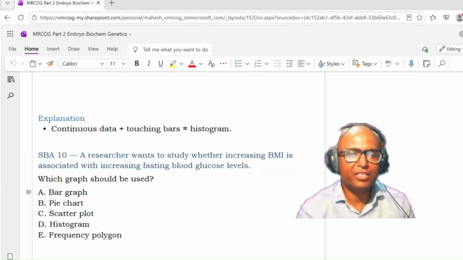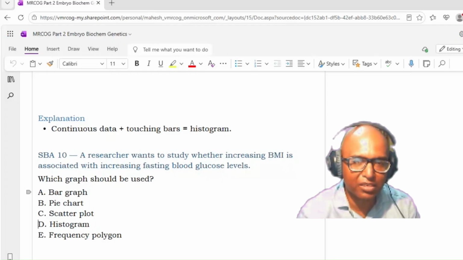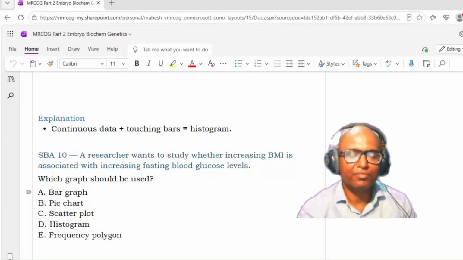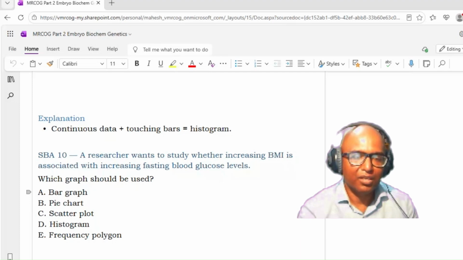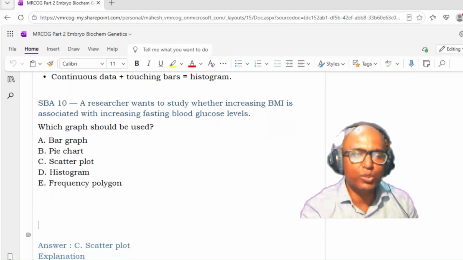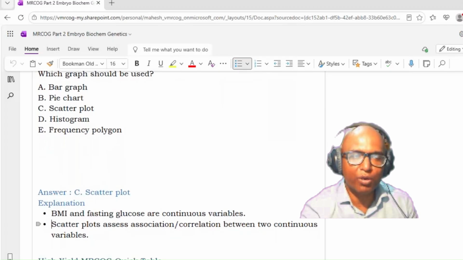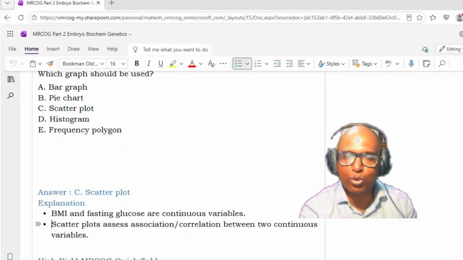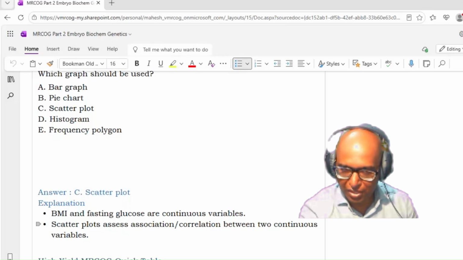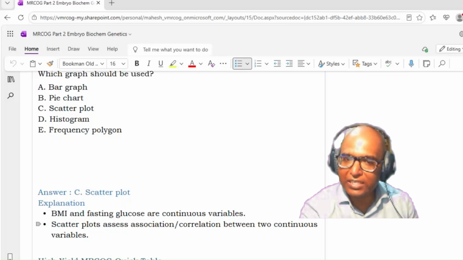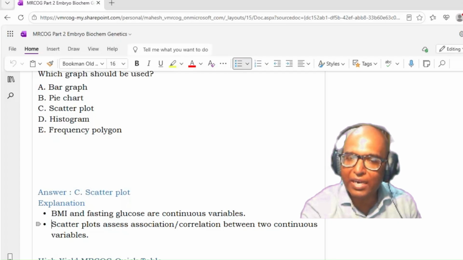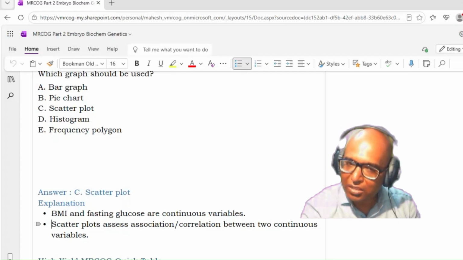Why frequency polygon? A researcher wants to study whether increasing BMI is associated with increasing fasting blood glucose. Scatter plot, because we want to know the relationship between the two. So it will be better to plot it as a scatter plot. BMI and fasting glucose both are continuous variables. Scatter plots assess association or correlation between two continuous variables. However, they do not tell about causation. They will just tell us how the two are correlated.